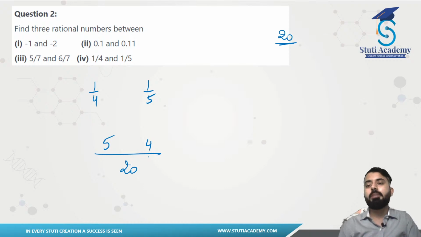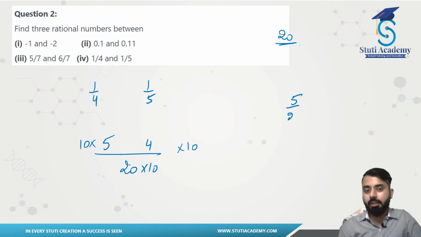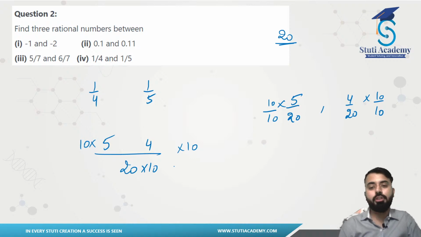Now think of any number which is greater than 3. I'm going to think of 10 again. So multiply this with 10, and this with 10, and this with 10. The reason I'm multiplying thrice is because I can write it as 5 by 20 multiplied by 10 and divided by 10, and 4 by 20 multiplied by 10 and divided by 10. I'm just taking the LCM, so it does not matter whether I multiply like this or like this, because the LCM will be 200. So the choice is yours.